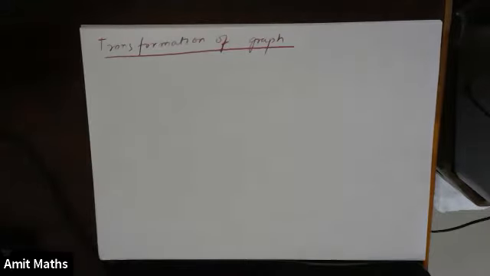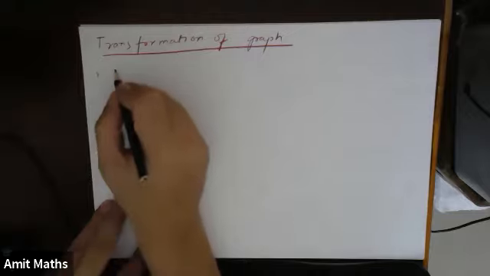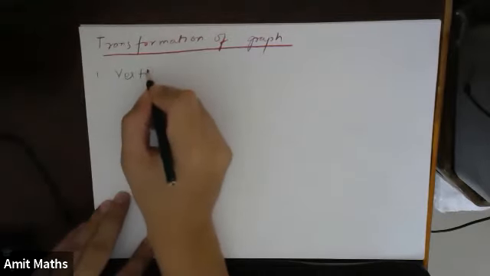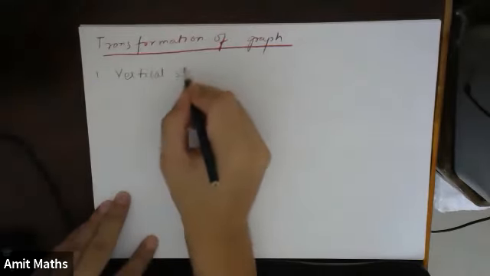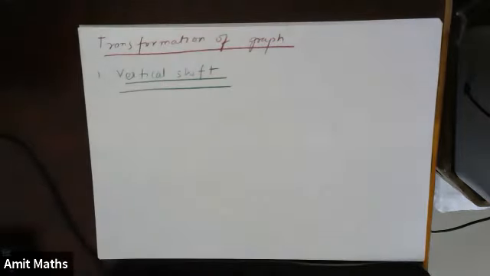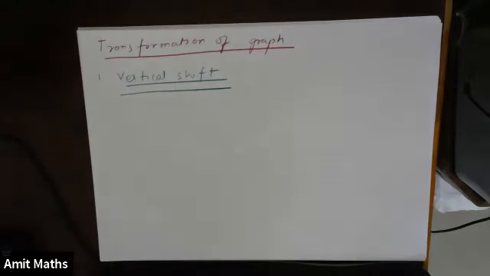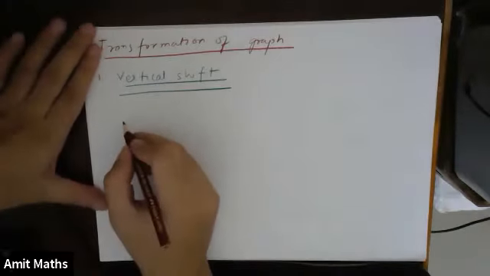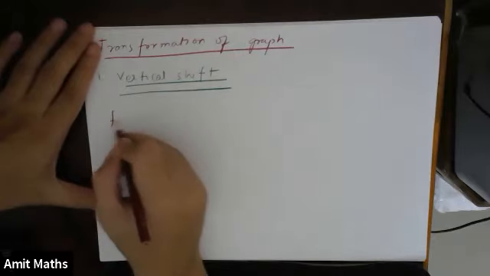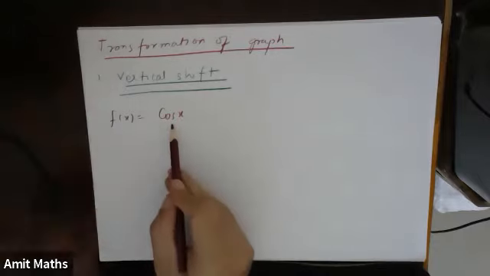So the first kind of transformation is vertical shift. Just remember the concept. Don't try to remember the name. For example, cos x plus 2. So suppose f of x is equal to cos x.